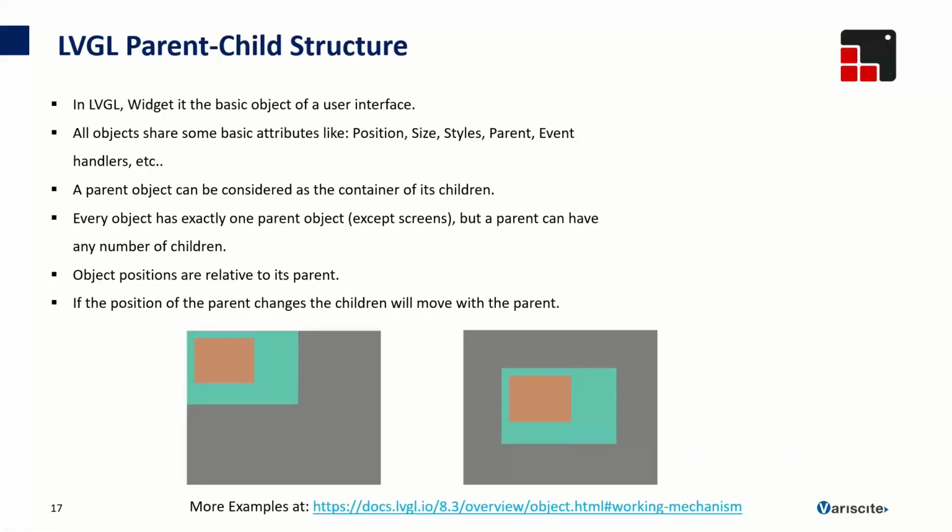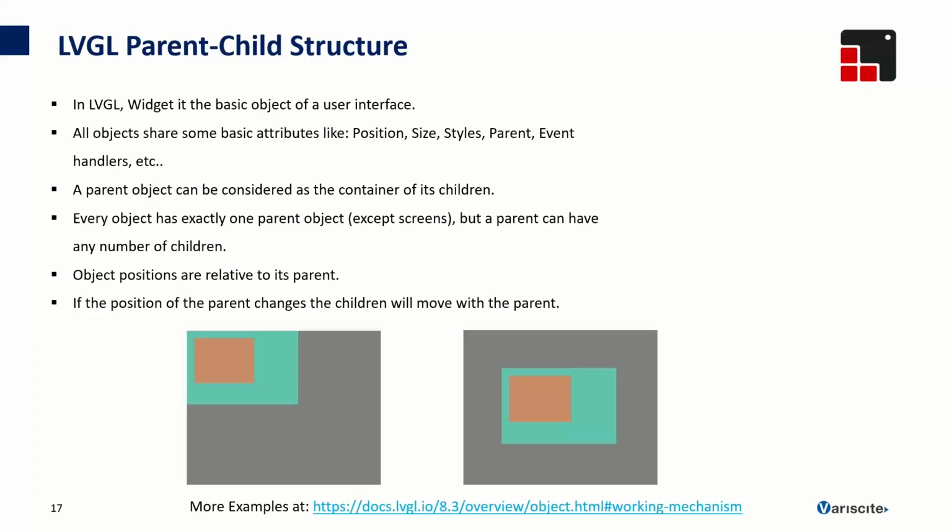Let's talk briefly about the parent-child structure. Basically, as I said, there is a main widget that is the screen, and all the other widgets but the screen have a parent widget and may have children. So the screen itself will have only children, and whenever a child moves within the parent area, all its own children move in the same way.